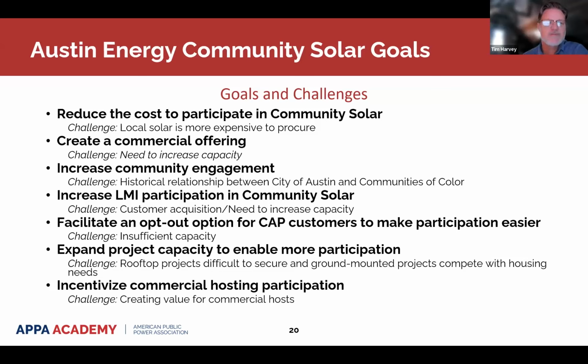Expanded project capacity to enable more participation. So, you know, we just need to grow that portfolio, and we're working on ways to do that. And again, I'll talk about some of those approaches later. Next slide.